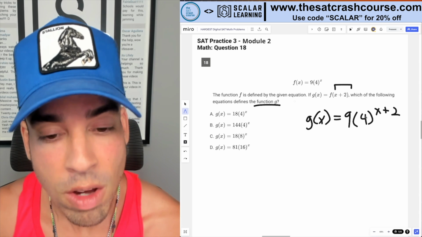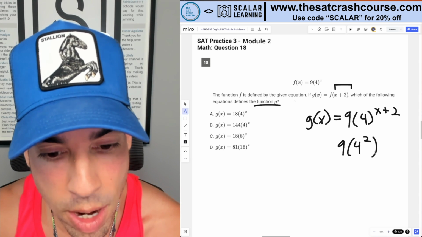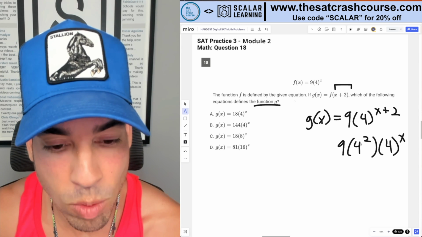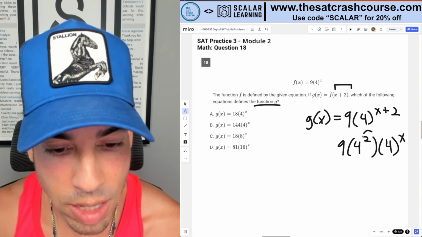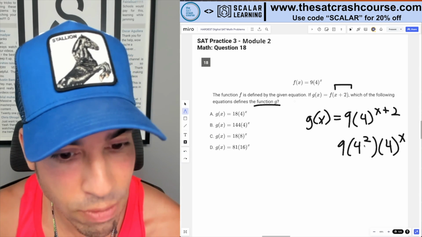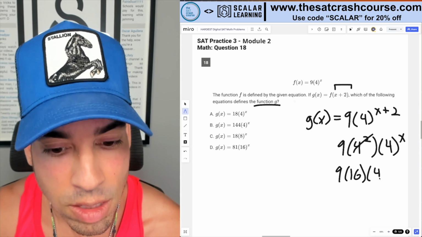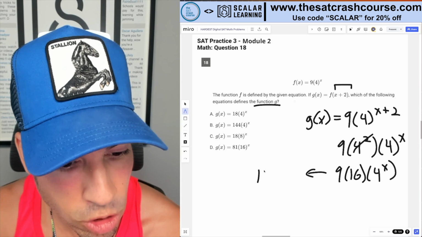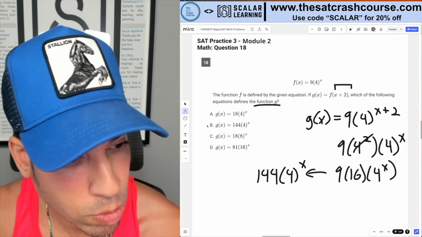So remember, 4 to the x plus 2 is the same as 4 squared times 4 to the x. Why is that? Because when you have the same base, 4 times 4, we're going to add those exponents. So this is helpful because now I can simplify 4 squared as 16. So now I've got 9 times 16 times 4 to the x. 9 times 16 is 144. So I've got 144 times 4 to the x, which means B is the winner.